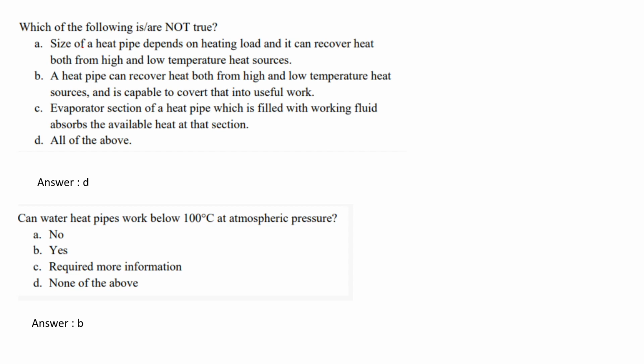Correct, madam. In a heat pipe, water should go to the condenser section as vapor, give the heat to the surroundings, meaning the useful work, and get condensed. Can a water heat pipe work below 100 degrees centigrade at atmospheric pressure? Then what about the freezing point case?